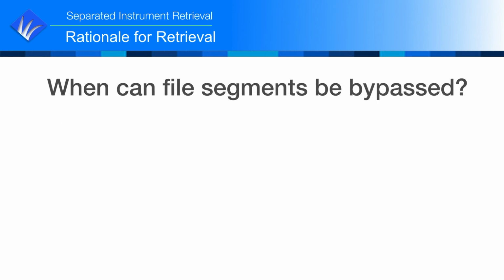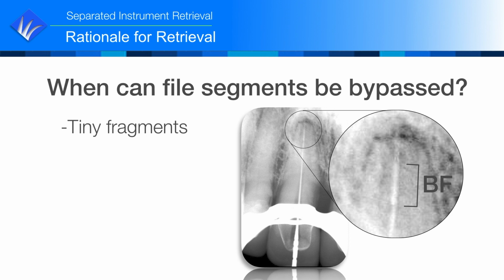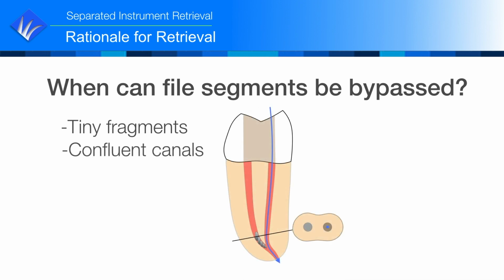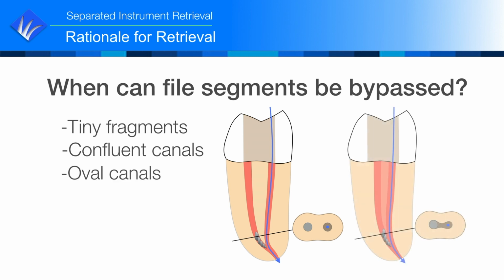Sometimes file segments can be bypassed rather than retrieved. The situations when this is most likely to work are when the file fragments are tiny, when there are confluent canals through which treatment can be accomplished, and when canals are oval, as this leaves a bit more space to traverse around the broken segment.